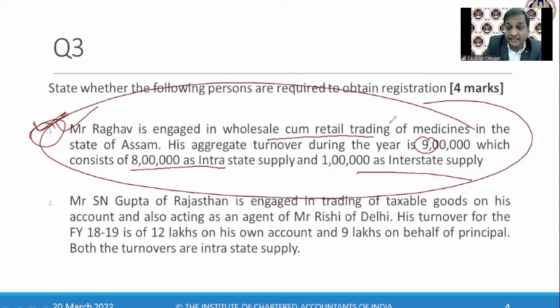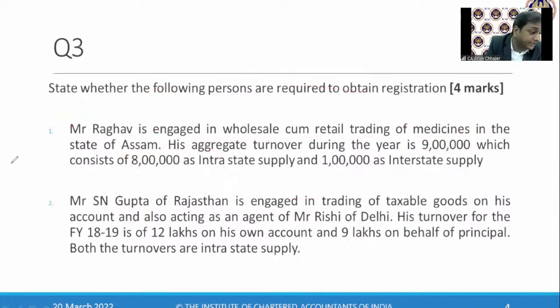Raghav is engaged in the supply of goods, interstate 8 lakh, intrastate 8 lakh, or interstate 1 lakh. The total turnover is only 9 lakh. He belongs to Assam. What is the threshold limit in this case? Whether he is required to take registration or not. Awaiting your answer whether this Mr. Raghav has to take registration or not, till 10, 20, 40, whatever the case may be.